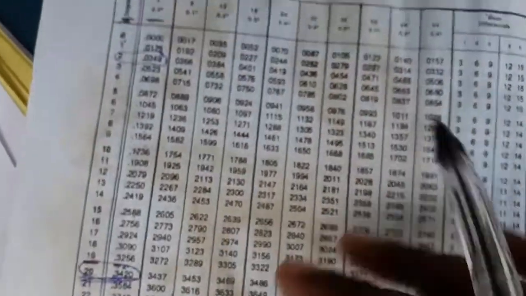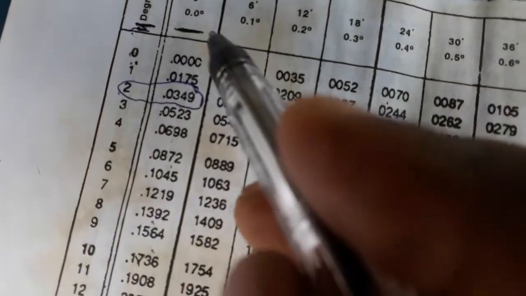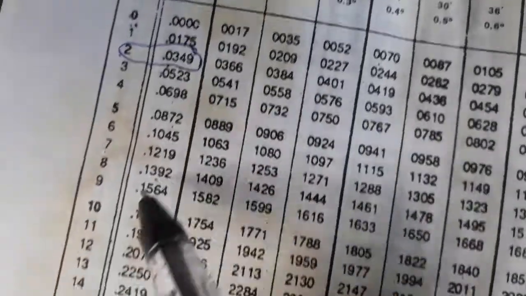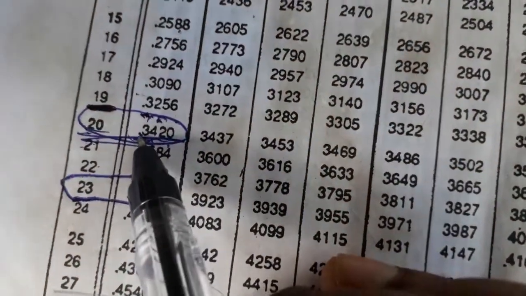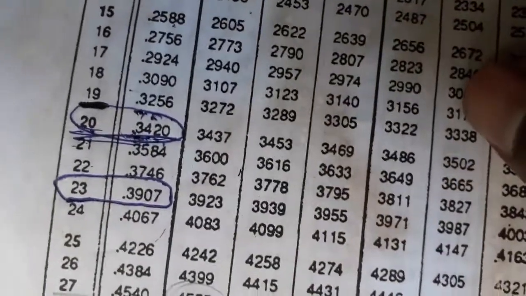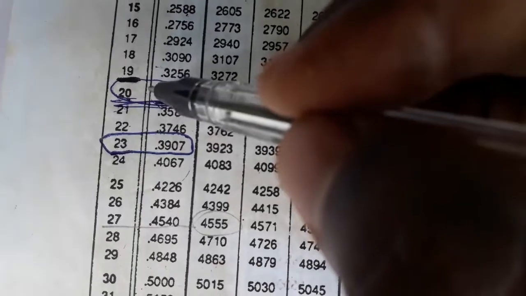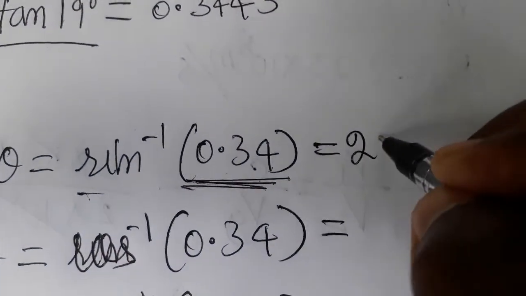We have a lot of numbers, but using only the first column you can find 0.34, with only two decimals. 0.34 is not 0.034, and we are not seeing that here. See here, 0.34 is representing 20 degrees in the degree column. So when the value is 0.3420, that angle will be 20 degrees. The sine angle will be 20 degrees.